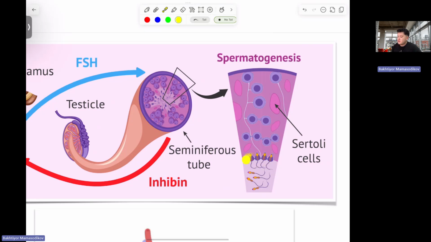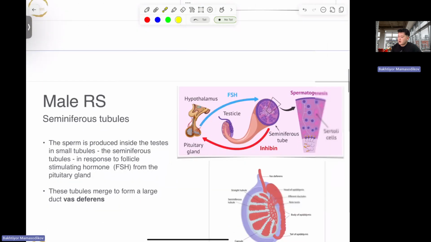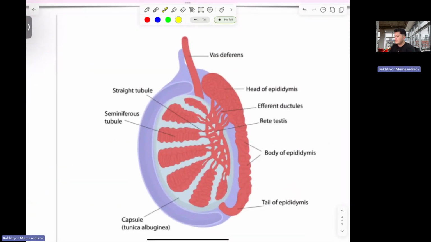Okay, so if too much sperm is produced, these seminiferous tubules produce inhibin to stop the FSH production. This is the pathway of how it works. And this is the testis. As you can see here, the seminiferous tubules. Those tubules secrete the sperm, and this sperm goes through the rete testis to the epididymis. The epididymis has the head, the body, and the tail, and then they go to the vas deferens. I hope you understood this concept.